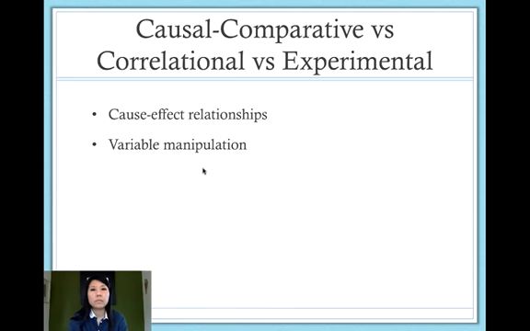And that leads to variable manipulation. Experimental studies do manipulate variables. Say you have one group who gets a social skills intervention and another group who does not. We're manipulating that variable, which is the social skills intervention. We don't manipulate variables for correlational studies or causal comparative studies.